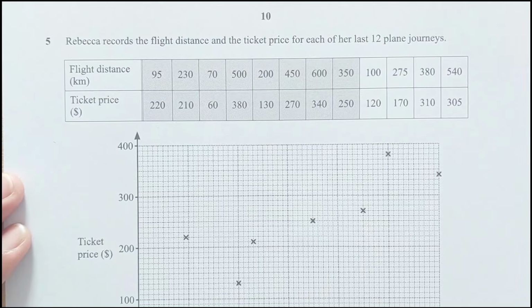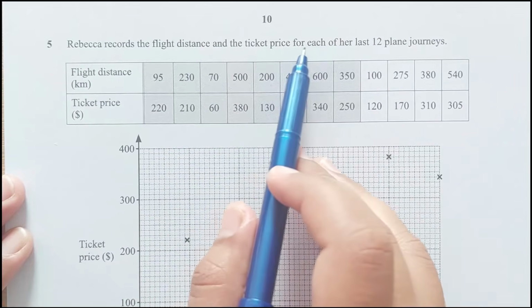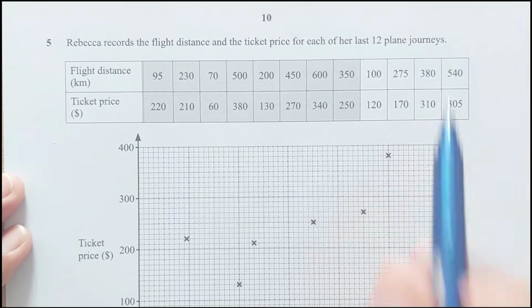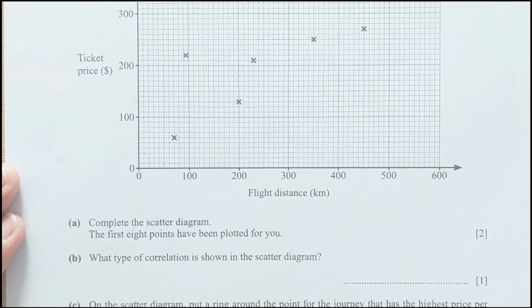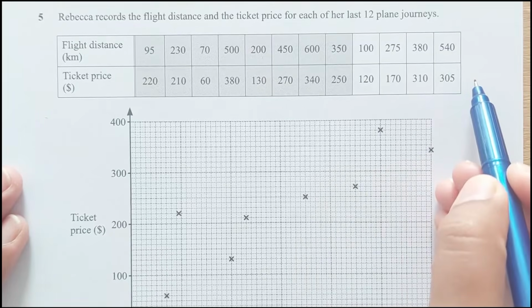Question number 5. Rebecca records the flight distance and the ticket price for each of her last 12 plane journeys. For part A, complete the scatter diagram. The first 8 points have been plotted for you. We need to plot the remaining 4.